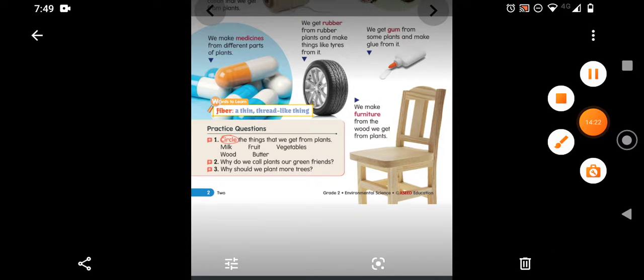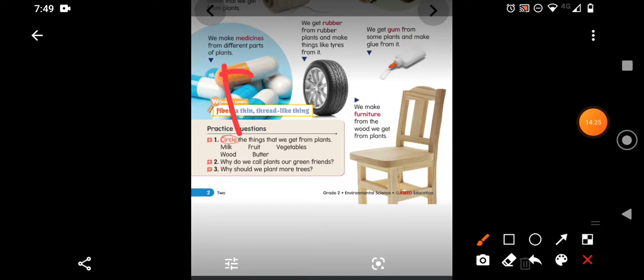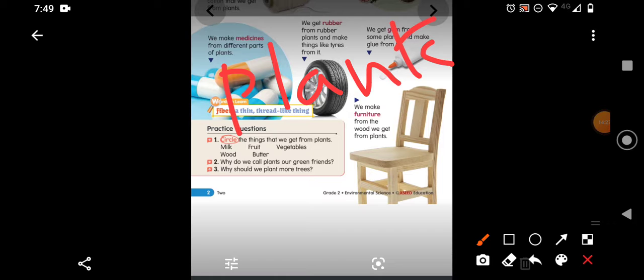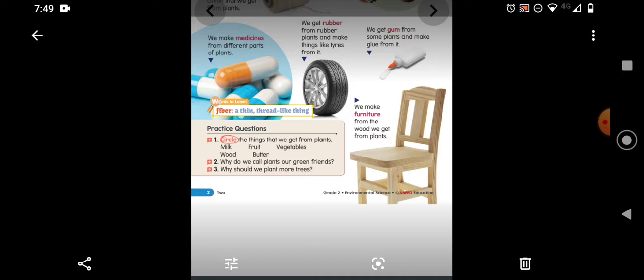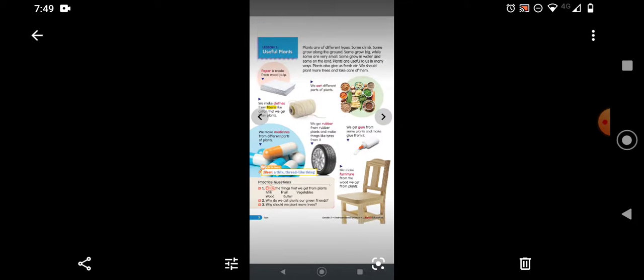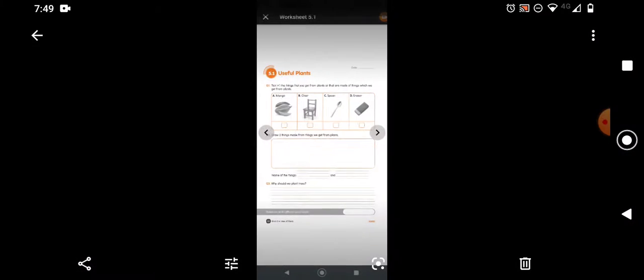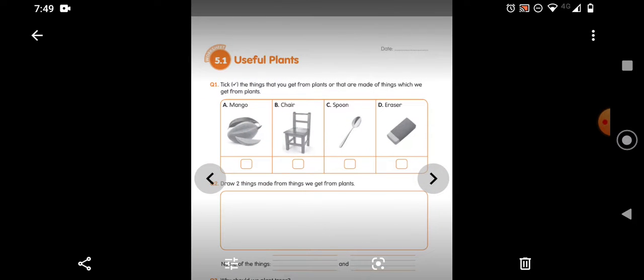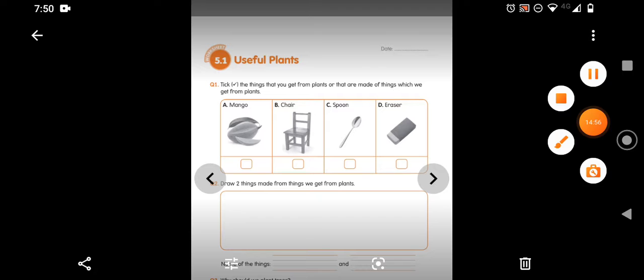Another way you want to write this, you can write like this: plants give us, what all we learned, children? Wood, food, simple words, simple way only I am writing, so that all can write. And what else, children? Gum. Some you write. That is why we need to plant more trees. Yes. So this way you can complete this. So after this is over, reading two times when you do, it will be easy for you to complete the worksheet.